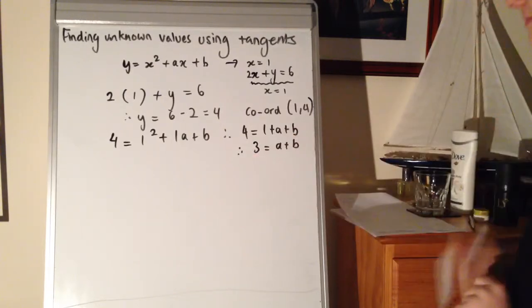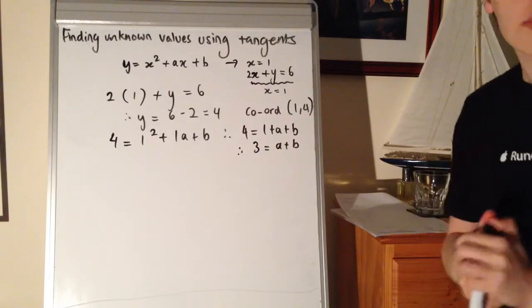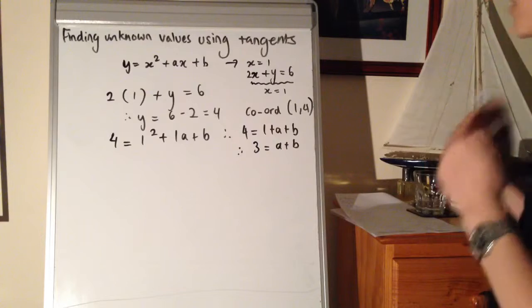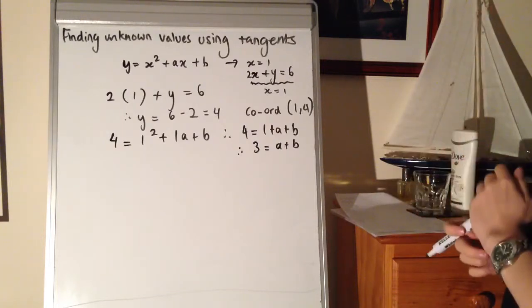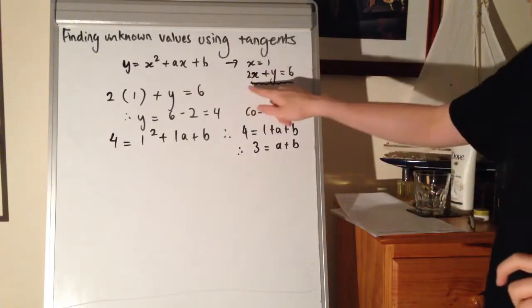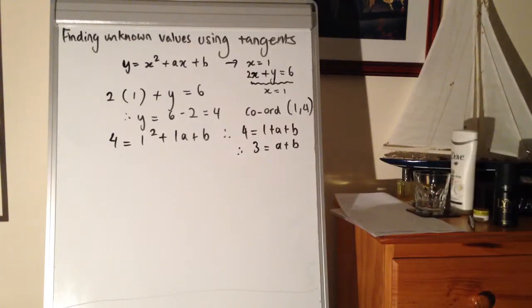Now we need to take the derivative, because that's the slope of the tangent. We want to find the slope of the tangent in order to formulate the equation of the tangent. When we have the equation of the tangent, we know that it has to equal this, so we can work out the values of a and b accordingly. It's going quite well so far.